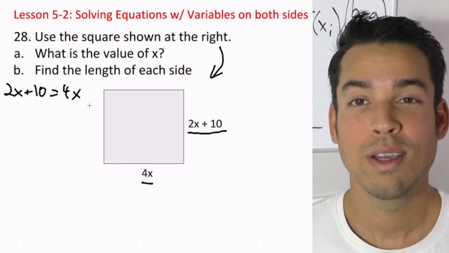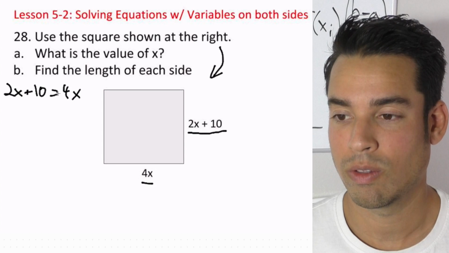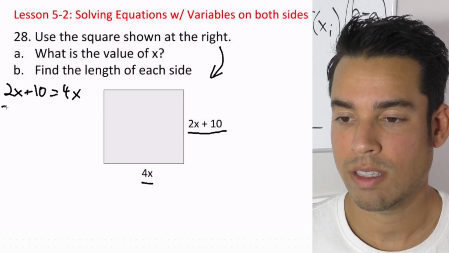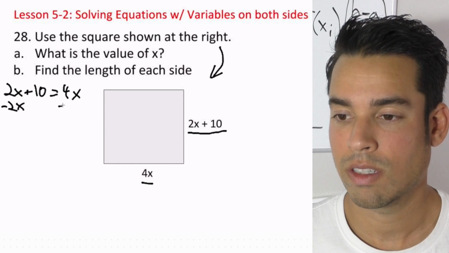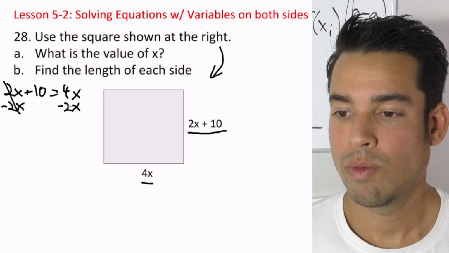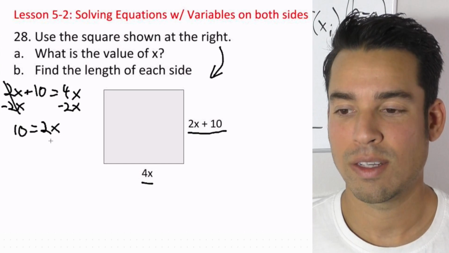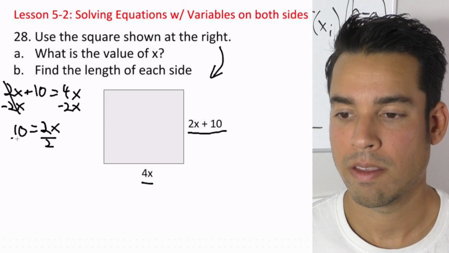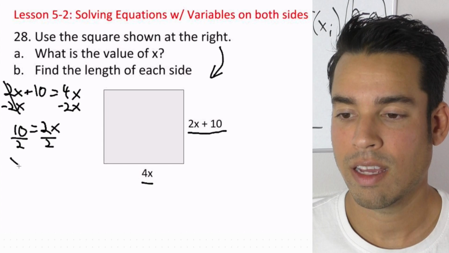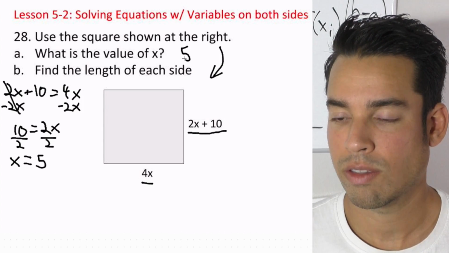Now we've got an equation, we can solve for x and figure out these side lengths. That's the next thing we have to do. So what is the value of x? Let's solve. I'm going to bring the x to the right side just to keep it simple. No negatives, etc. So we're going to subtract 2x. Now we've got 10 equals, what's 4x minus 2x? That is 2x. And then we divide both sides by 2. X ends up equaling 5. 10 divided by 2. That is our answer for A.